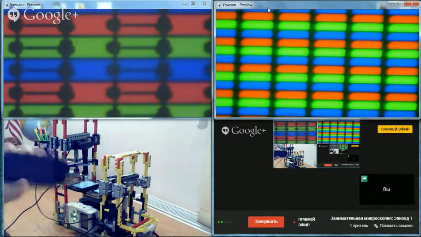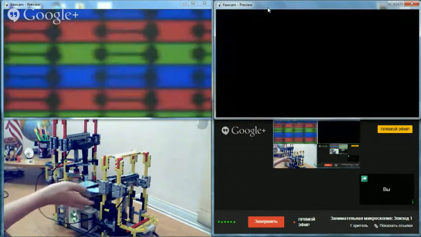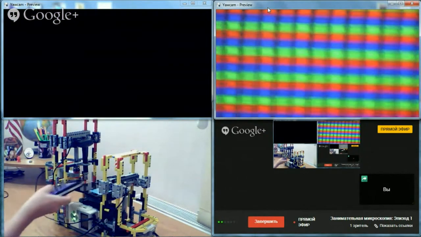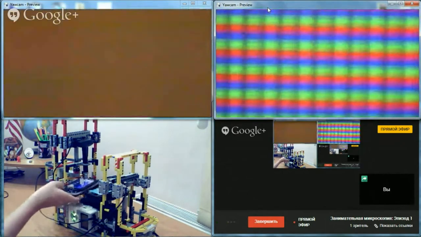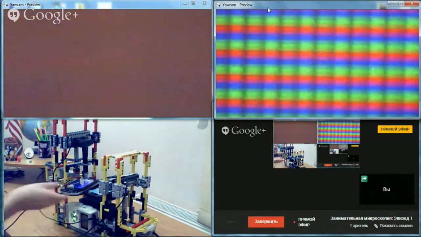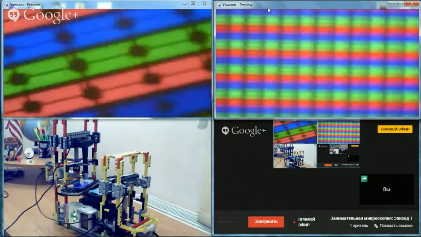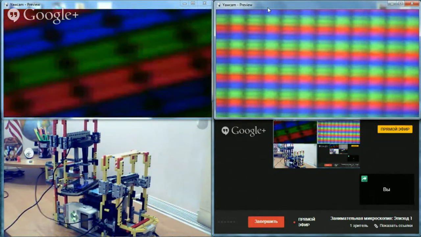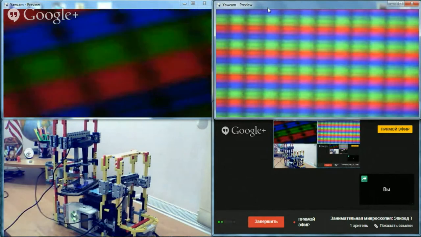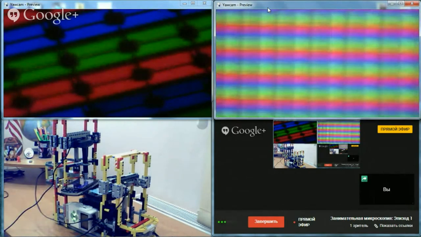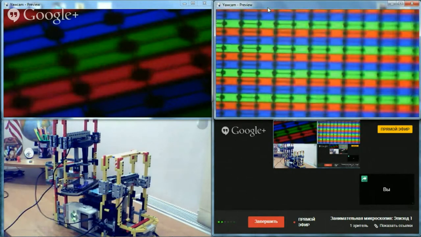And for the final one, look at my PSP 3000. I think its pixels are very interesting in form.